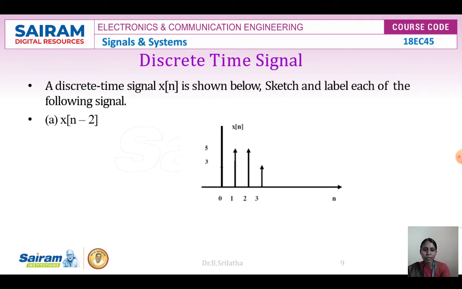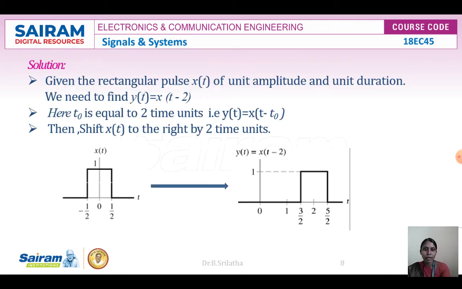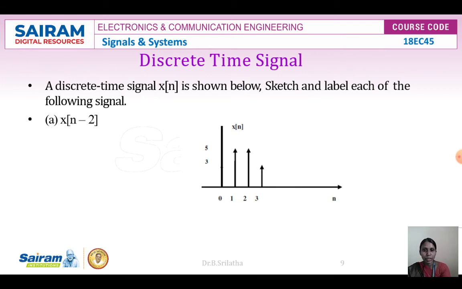So similar to the previous problem we did for continuous time signals, now the same thing if you want to do for a discrete time signal. How will we identify discrete and continuous? Discrete is n, and continuous time signal is t. So now here the discrete time signal x of n is shown below. We are going to sketch x of n minus 2, the shifting of the original signal.